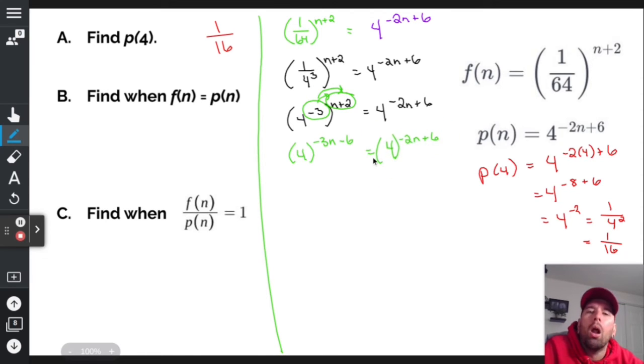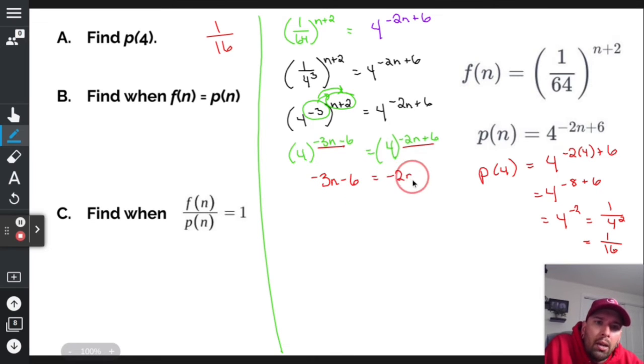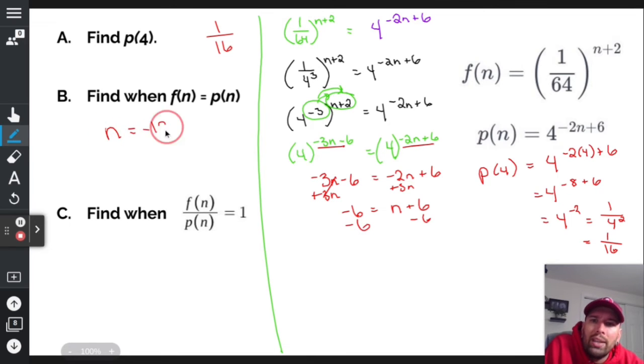Now that I have 4 to the blah equals 4 to the blah, I can get rid of those 4s and set those equal to each other. So when you have two numbers of the same base equal to each other, set their exponents equal to each other. Negative 3n minus 6 equals negative 2n plus 6. So let's add 3n to both sides so that I can make this positive n. That'll make my life a whole lot easier. So negative 6 equals positive n plus 6. And one last step is subtract 6. Subtract 6. F of n equals P of n if negative 12 is n.